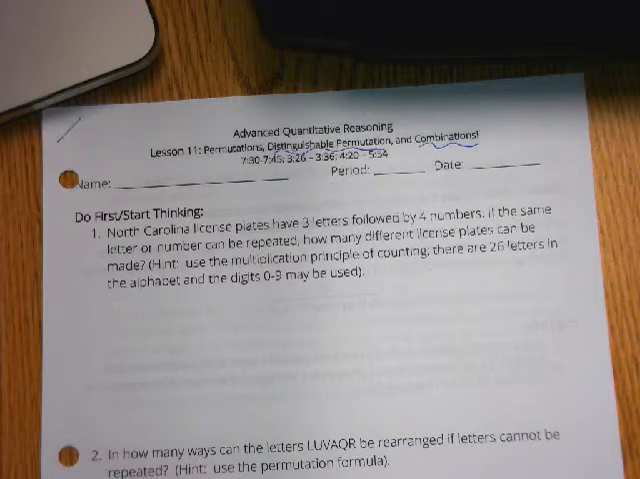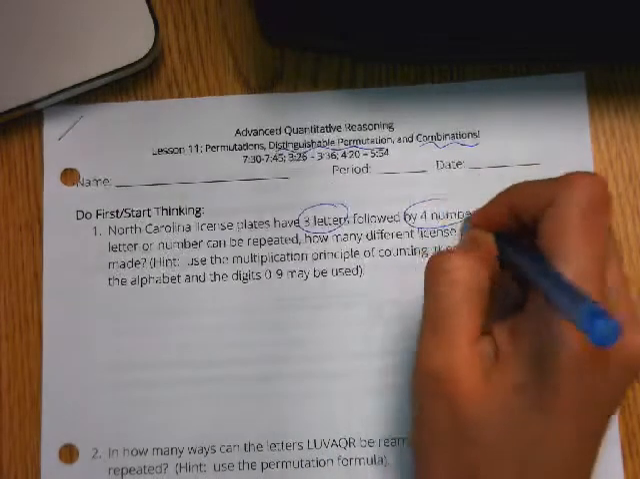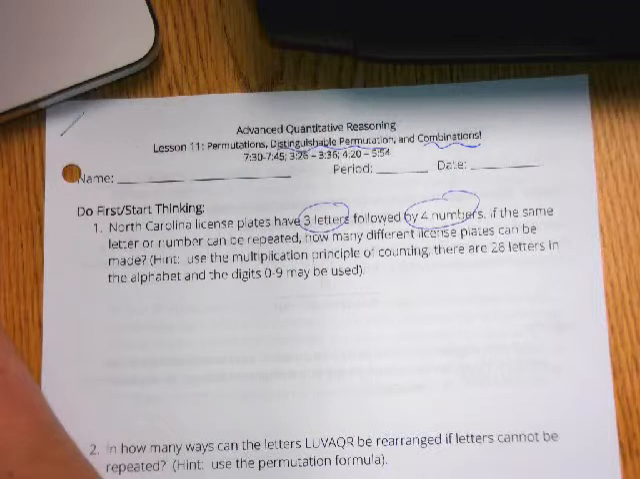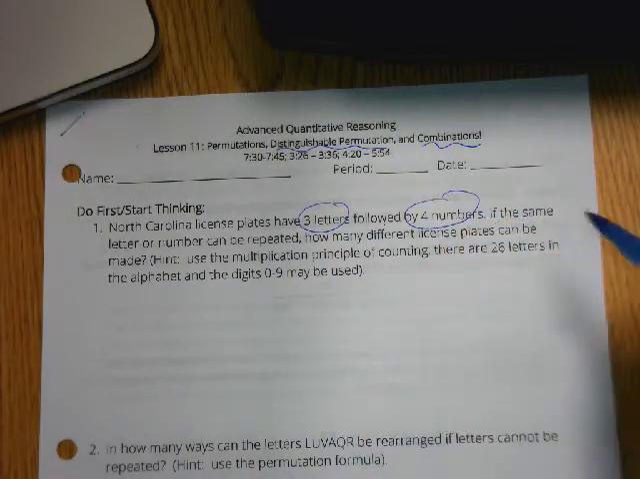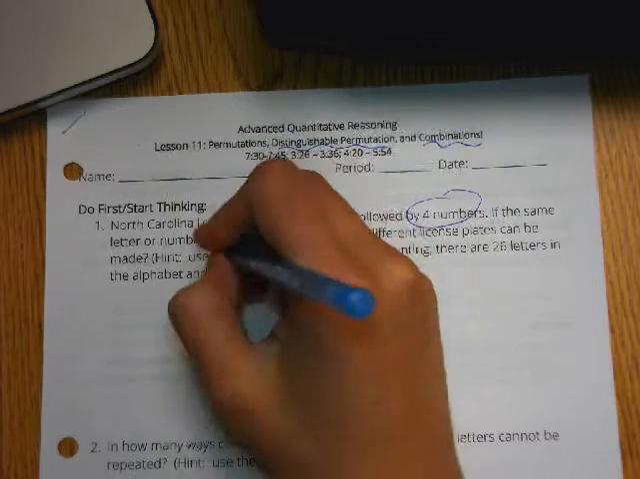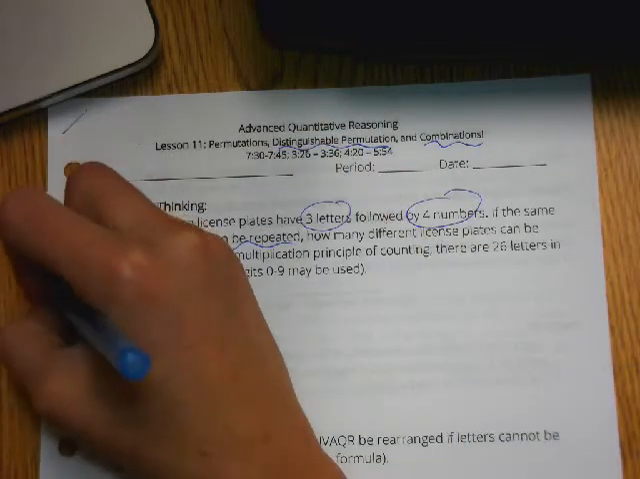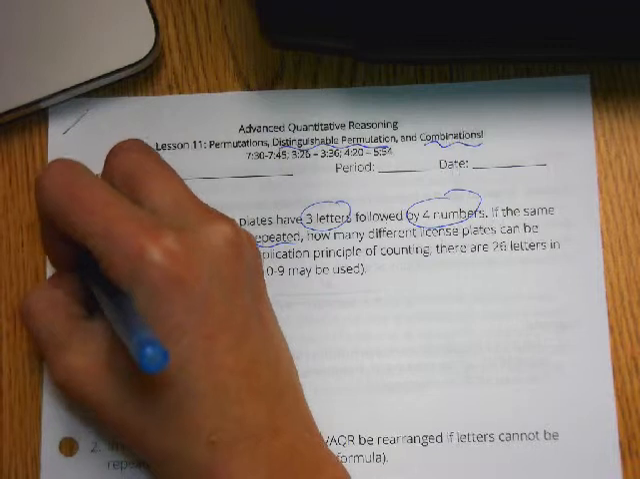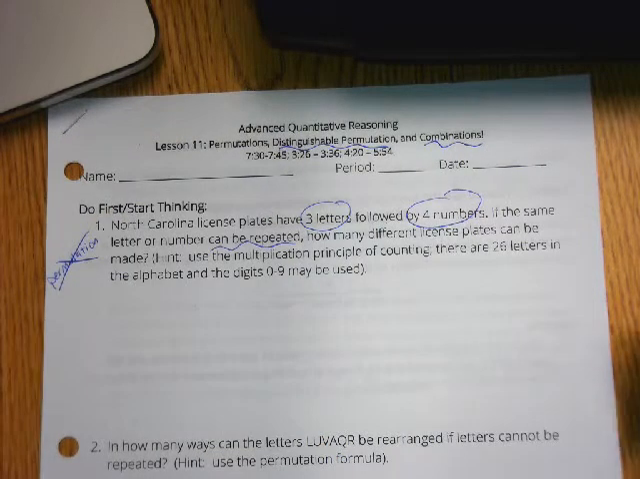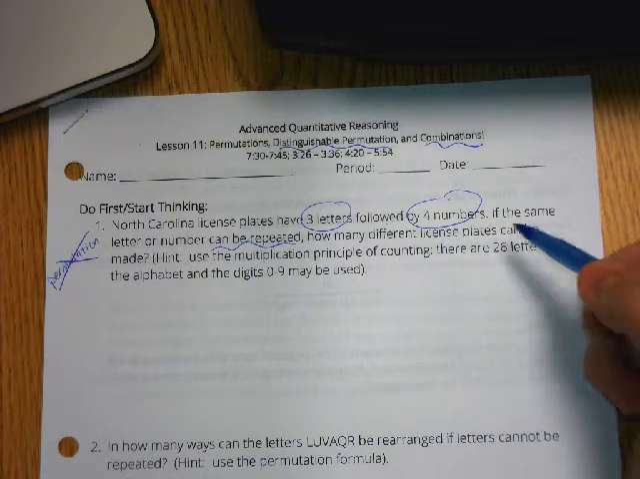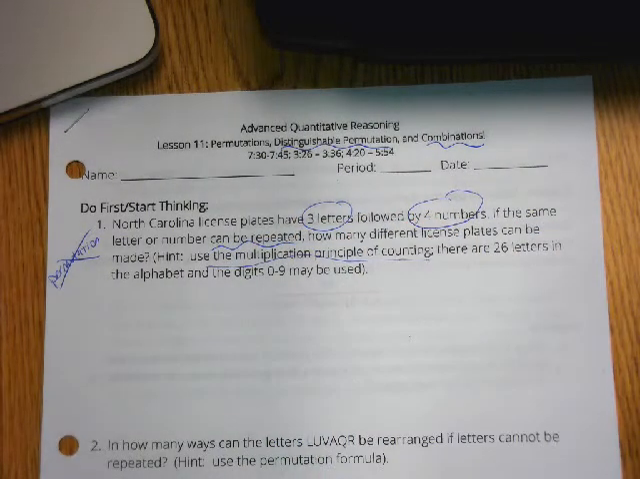For number one, here we're looking at license plates and we have 3 letters followed by 4 numbers. If we allow for repeats, in my head I already know permutation. Nope, not allowed to use permutation. How many different license plates can be made?